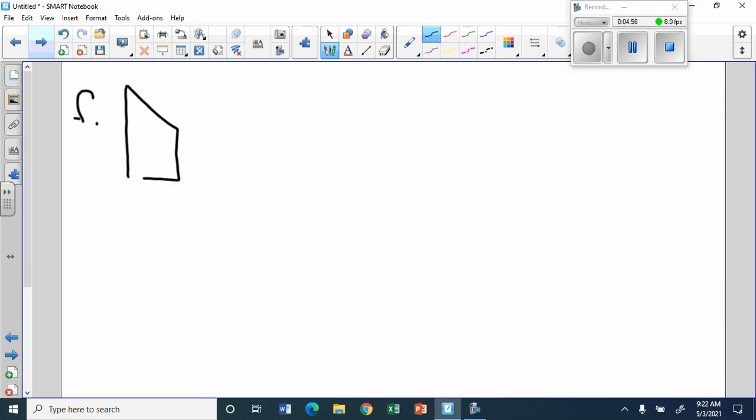Because remember, base is a shape that stays the same all the way through. 6, 4, 12. I'm going to put 10 there. I don't really need it, but I'm going to put 10 there because I will need it later.